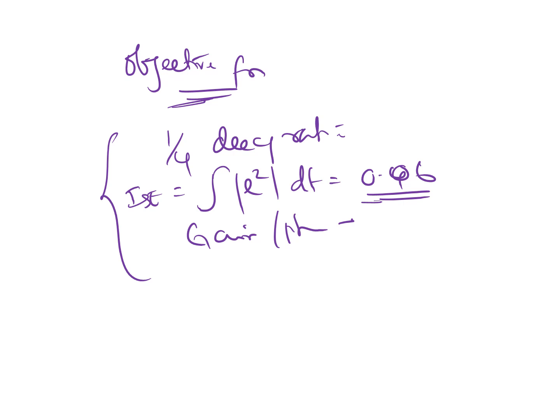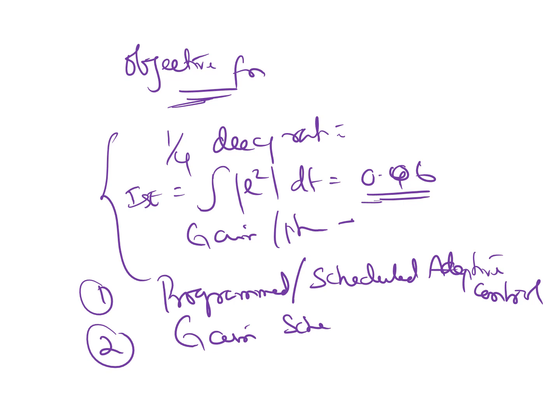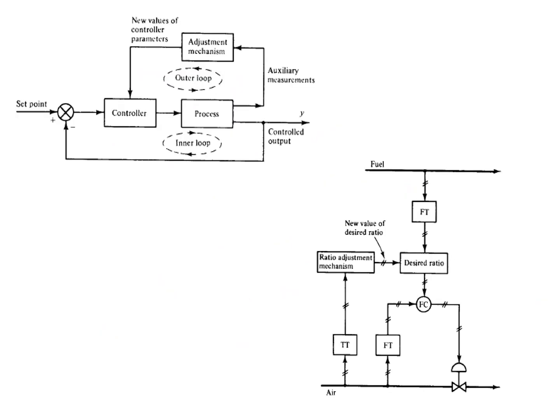Okay. Then what are the two different mechanisms for adaptive control? One is programmed or scheduled adaptive control. This is the first method. And then the second methodology is gain scheduling adaptive. So these are the two mechanisms, and we'll see how they work. First we'll see this one.